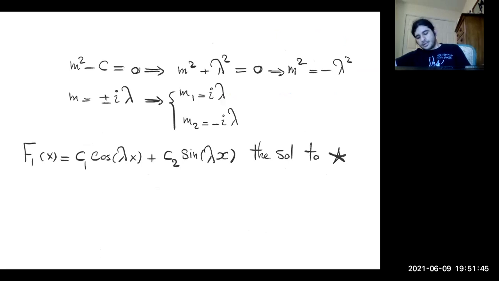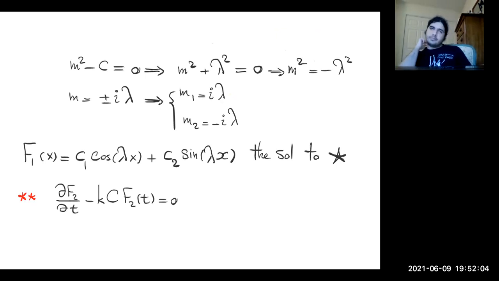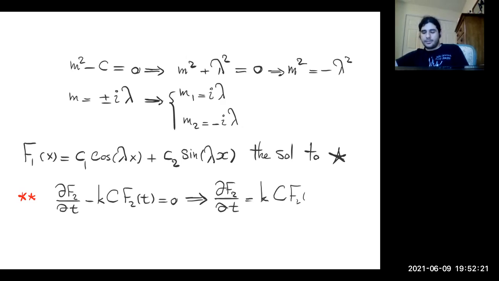Okay, now let's start solving the second equation, star star. The second equation was this one: the derivative of f2 with respect to t minus k c f2 equals 0, right? We have seen these first order equations. So the derivative of f2 with respect to t equals k c f2 of t, right?